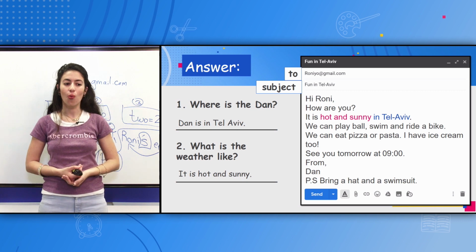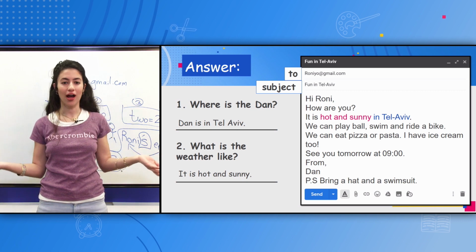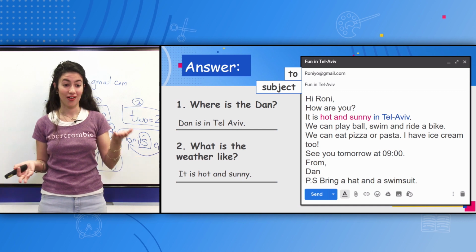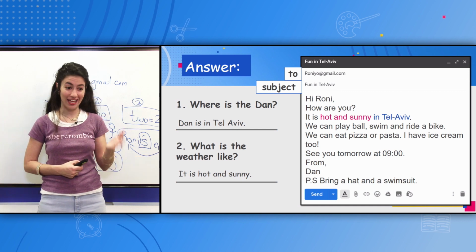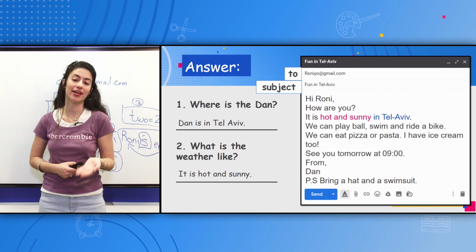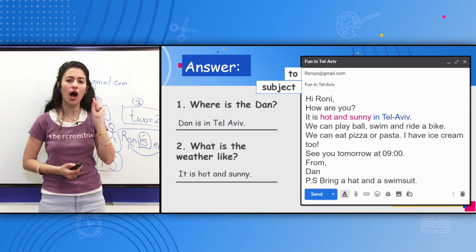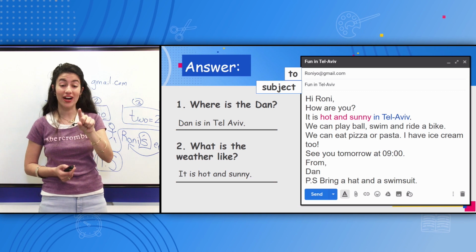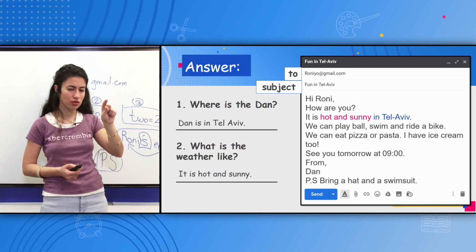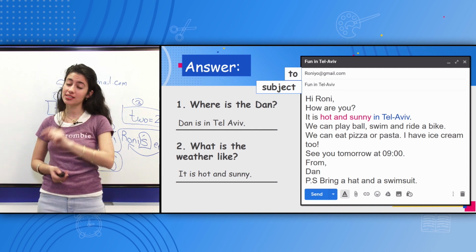Number 2, what is the weather like? How is the weather there? What is the weather? It is hot and sunny. Okay? I look for the weather, I look for hot, I look for sunny. And when I find it, I go back to the beginning of the sentence. I read it. It is hot and sunny.